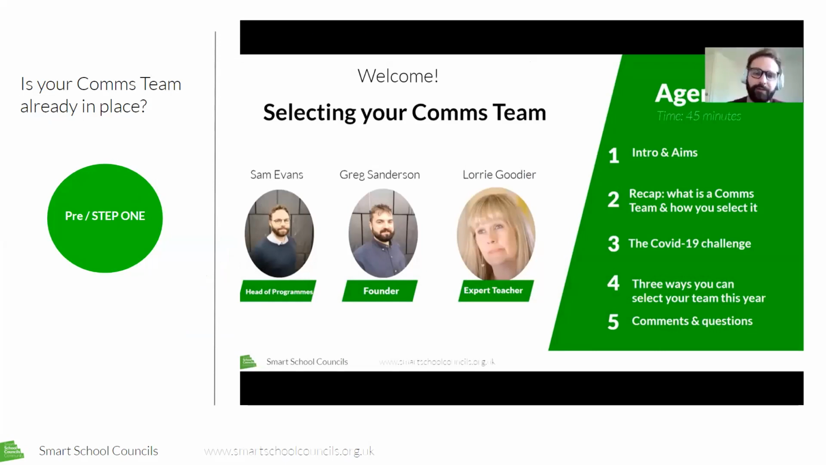If you haven't done that yet, we've got a separate CPD that you can see on the slide at the moment that's playing, that talks all about how you should select them, how you can do it this year, particularly when you might not be able to do elections, you might not be able to do open voting because of the social distancing issues you have.